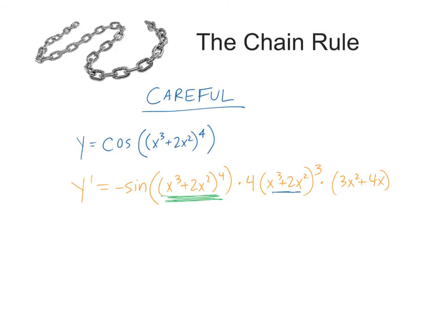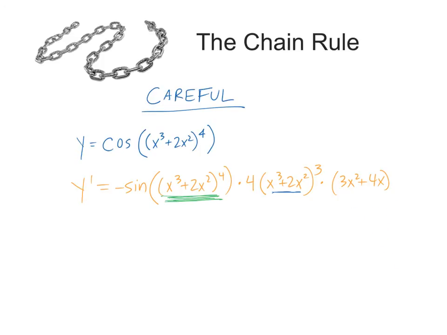Here's what you don't want to do. A lot of times people will just keep on chain ruling until eventually it turns into nothing. Okay? The derivative of that was 3x squared plus 4x. So then people will think, okay, well, the derivative of that is 6x plus 4. And the derivative of that is 6. And the derivative of 6 is 0. And eventually the whole thing just wipes out to 0 because they just kept on incorrectly chain ruling.